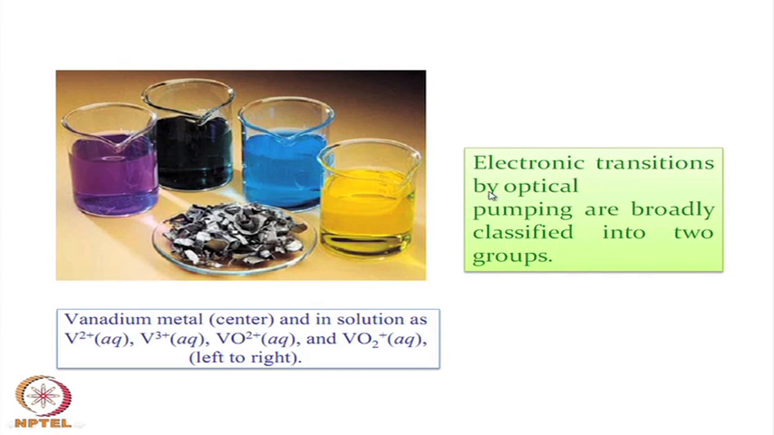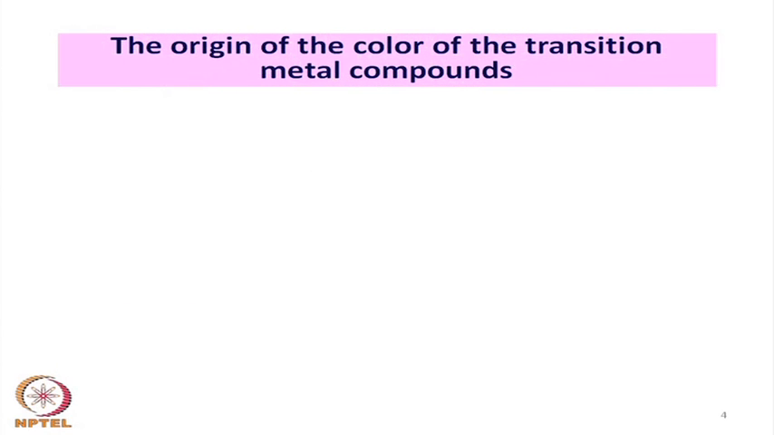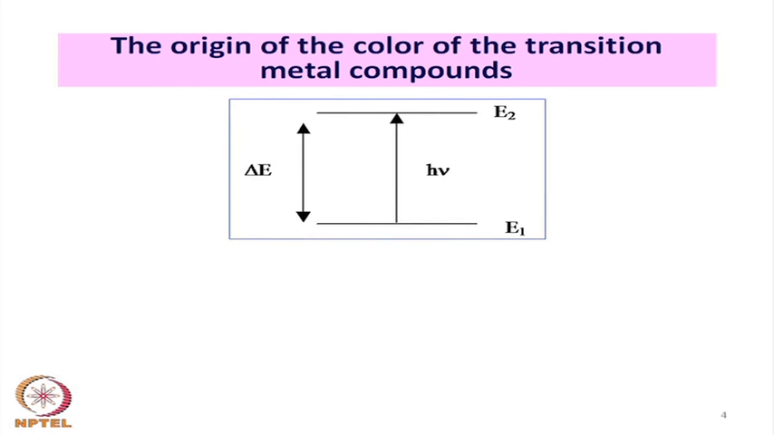So, these electronic transitions, whether for different oxidation states of a particular metal ion or some ligand environment, we can sense the corresponding optical pumping, broadly classified into 2 groups. So, 2 types of these electronic transitions we can have, where we will see how the 2 different types of transitions can be available, where the colors of the transition metal compounds are so many.